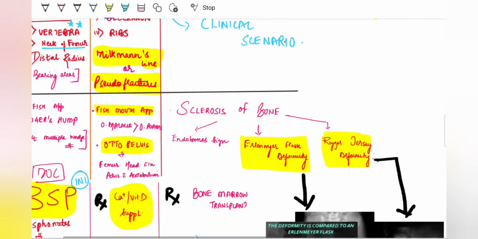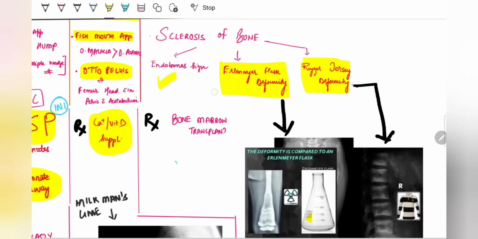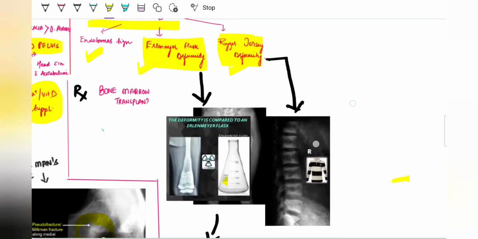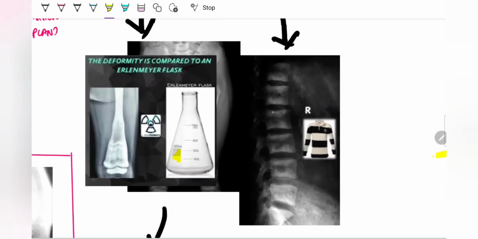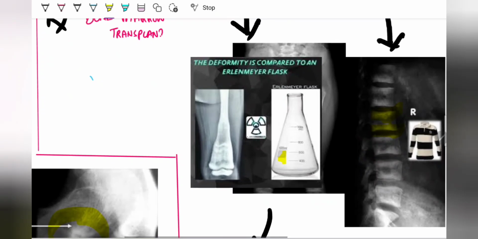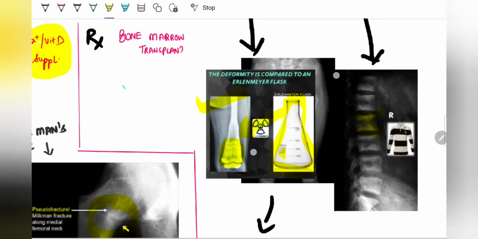And in this case, the X-ray features will be like endobone sign, Erlenmeyer flask deformity, Rugger Jersey deformity. Any X-ray sign which you will see in osteopetrosis will be based on excess deposition of the normal bone. Like in this case, the upper and the lower portion of the vertebrae, there's excess bone deposition leading to Rugger Jersey deformity. In this Erlenmeyer deformity, there's excess deposition of the normal bone in the lower part of the femur. This is the basic Erlenmeyer flask. The bone looks like this, so they have named it as Erlenmeyer flask deformity.